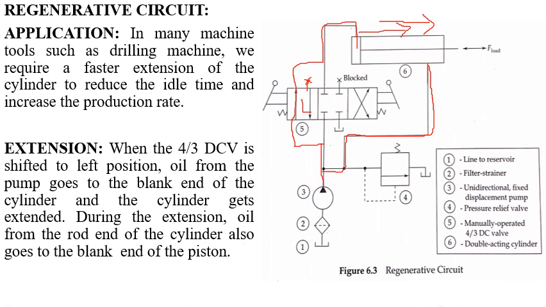Look at this. The rod end flow is again directly connected to the pressure line. So this flow also goes here for extension. This way we can achieve a greater speed of extension.